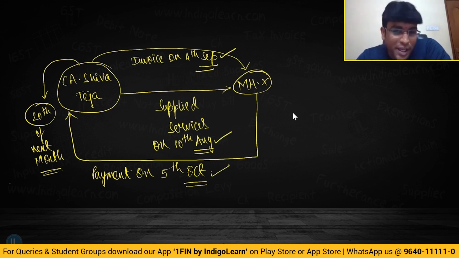20th of what do we need to see? That is the whole question. Should I see the invoice date? Should I see the service date? Should I see the payment date? Which date should be considered?